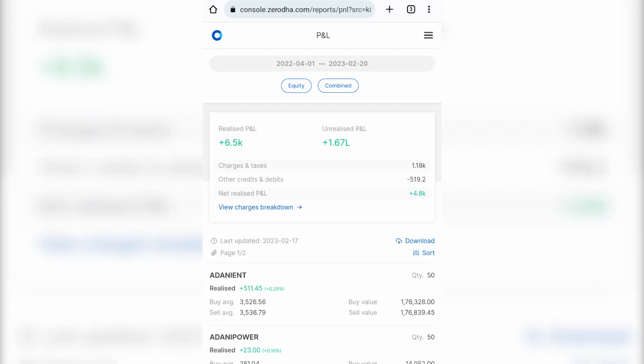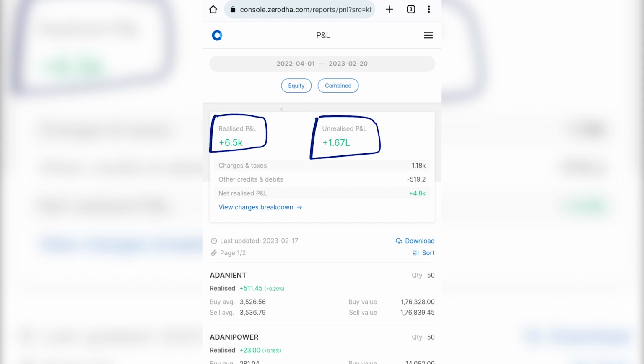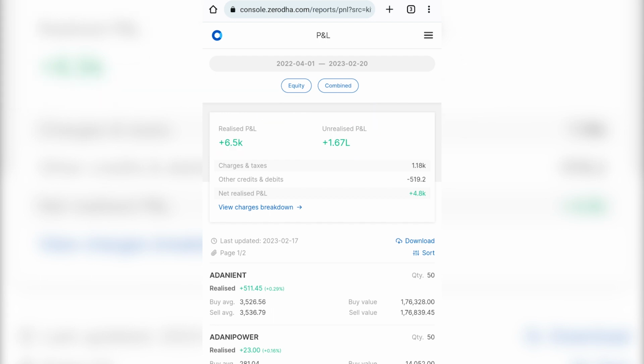Zerodha has almost instantly generated this report, and you can see my unrealized profit over here and my realized profit over here. Thankfully, none of them are in red this year, even though the market hasn't been spectacular. So let's take a look at the specifics.